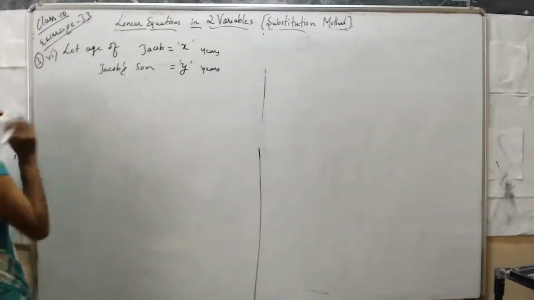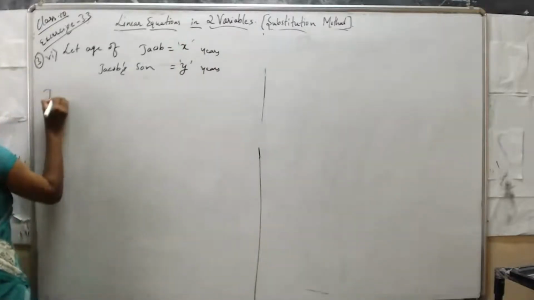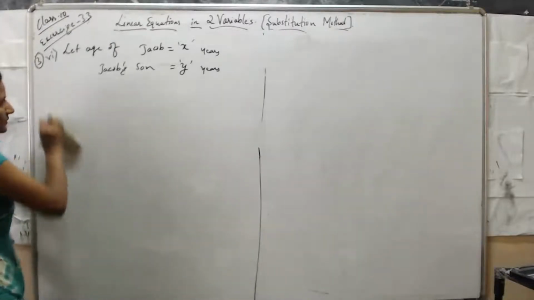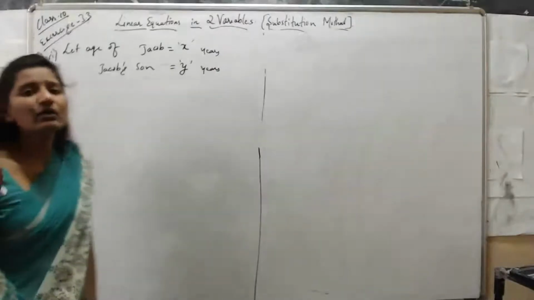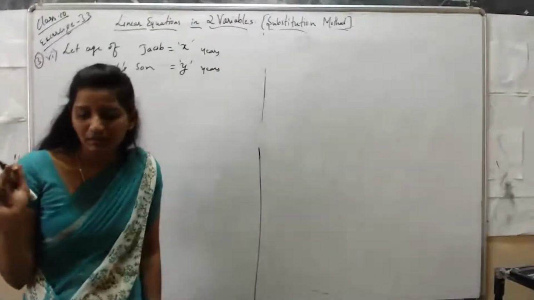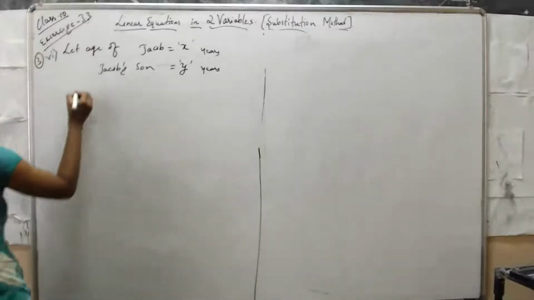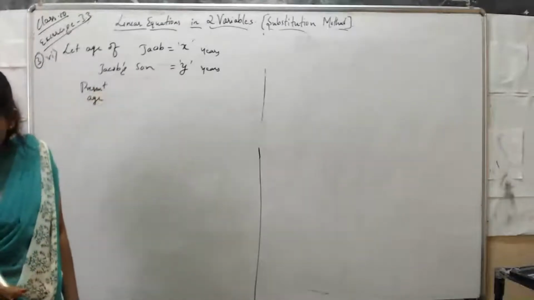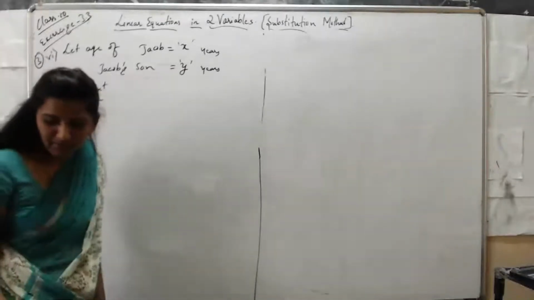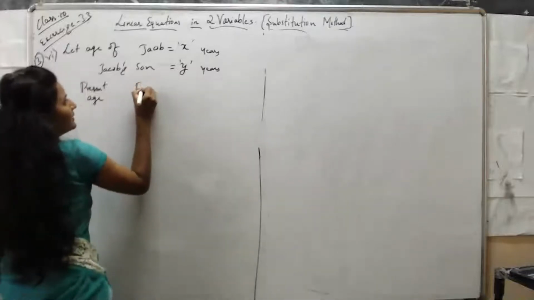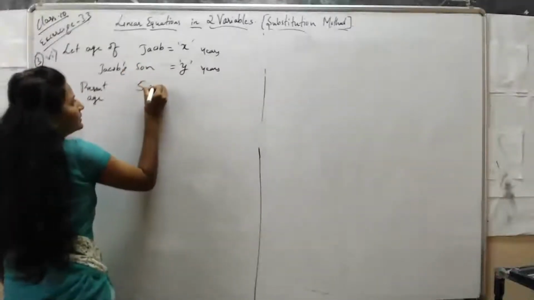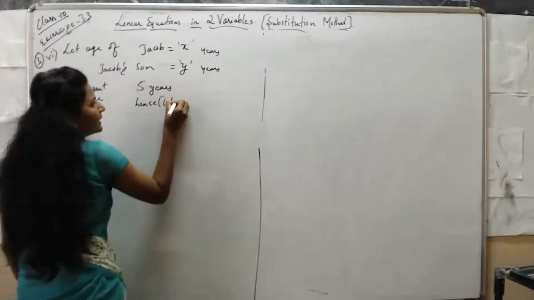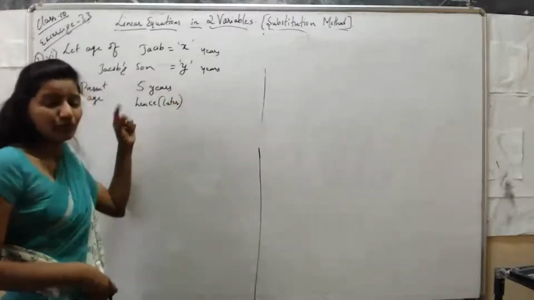Here, what we have to do? We have to draw the table. This is Jacob's age. First, we have to draw the present age. We have done this in exercise 1, the same problem. Now, how many years do they give? 5 years hence means 5 years later. 5 years later, 5 years from now, 5 years hence.